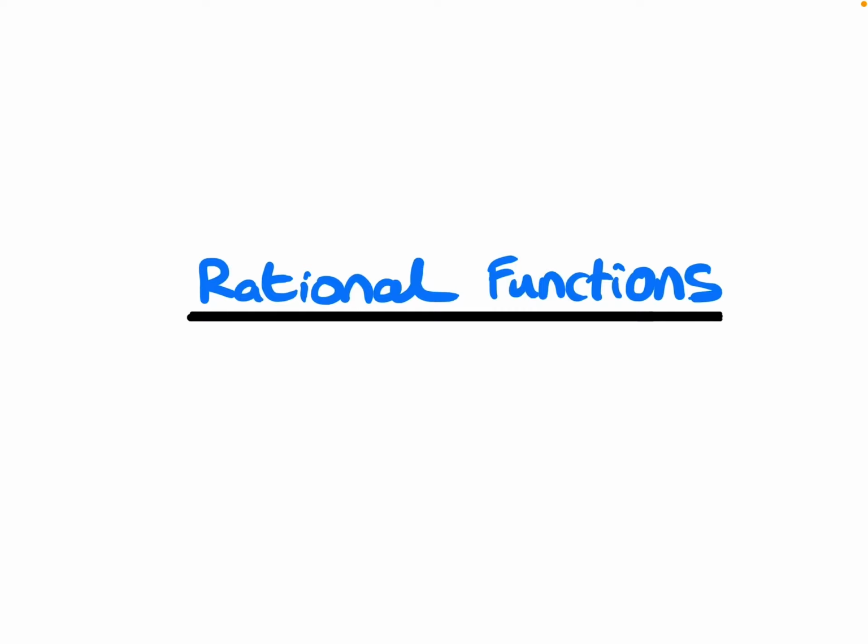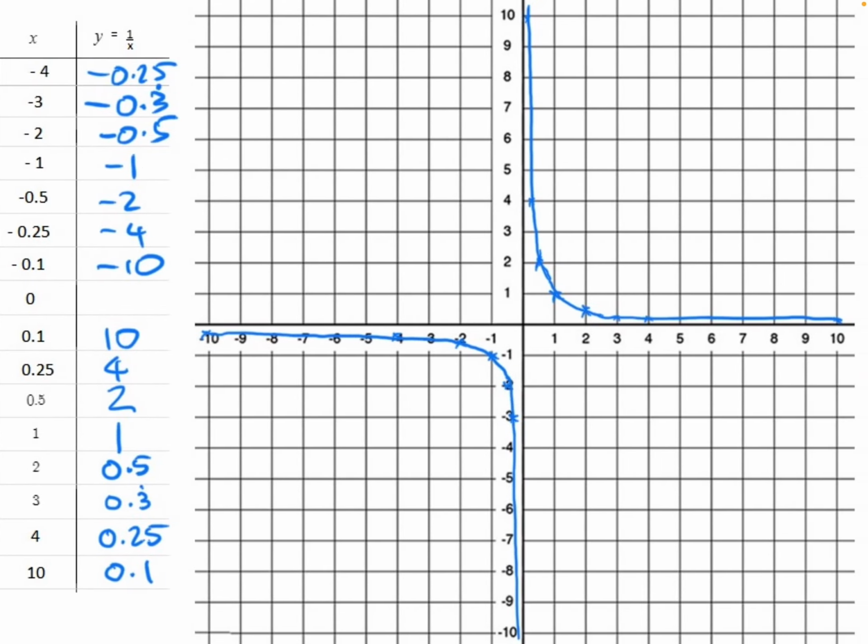This video is about the graphs of rational functions. So that's a function where we have a fraction or a divide involved. We're going to start with the most simple of the rational functions, y equals 1 over x, and we're going to look at what that graph looks like to begin with. And we're going to do so with a table of values.